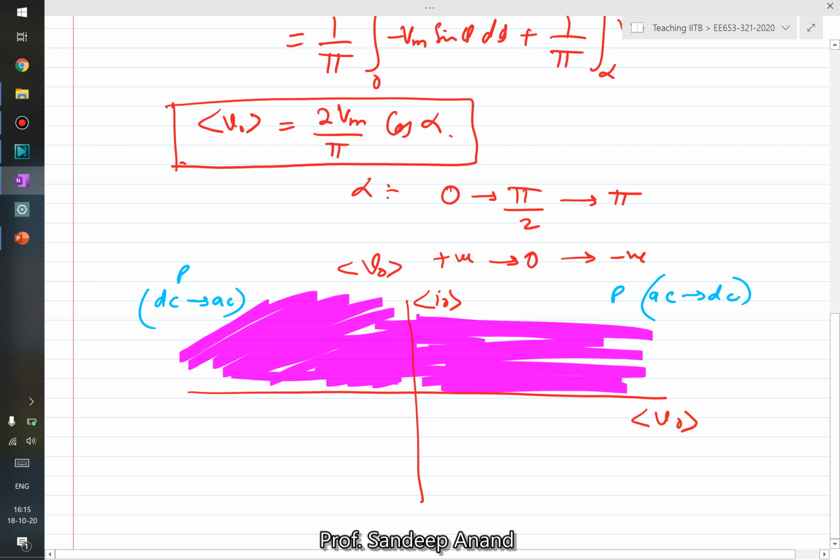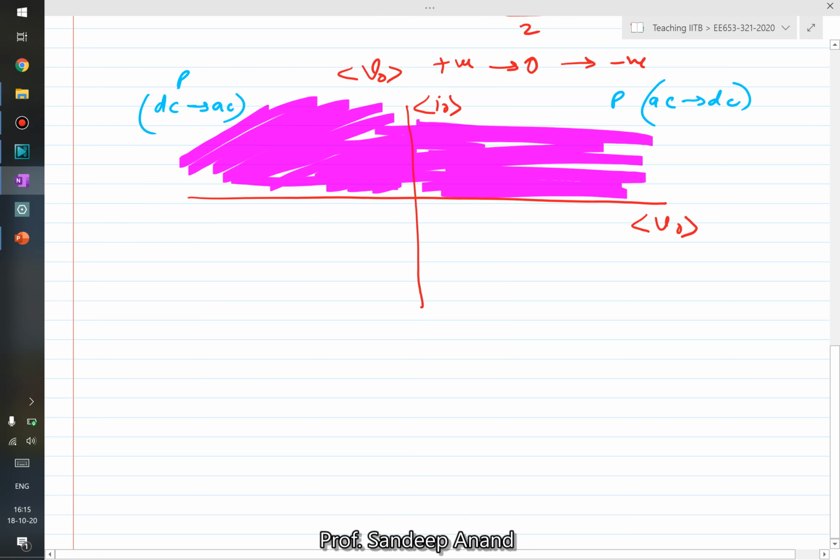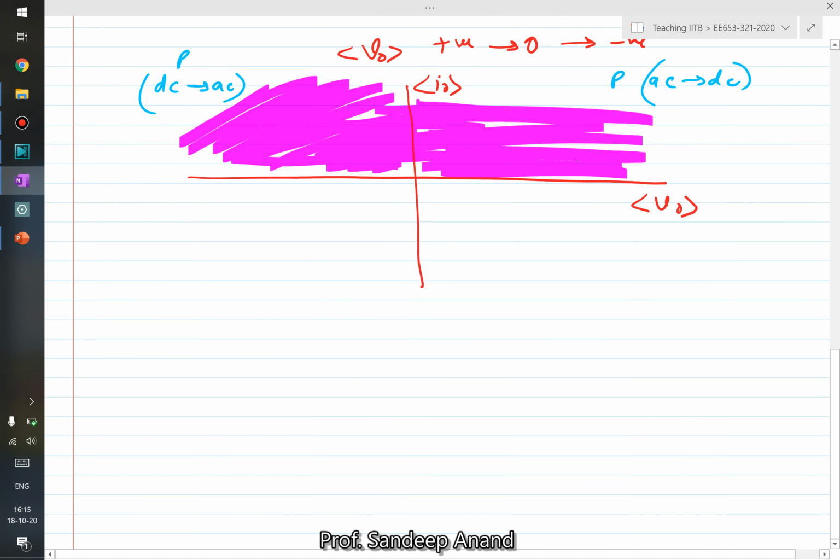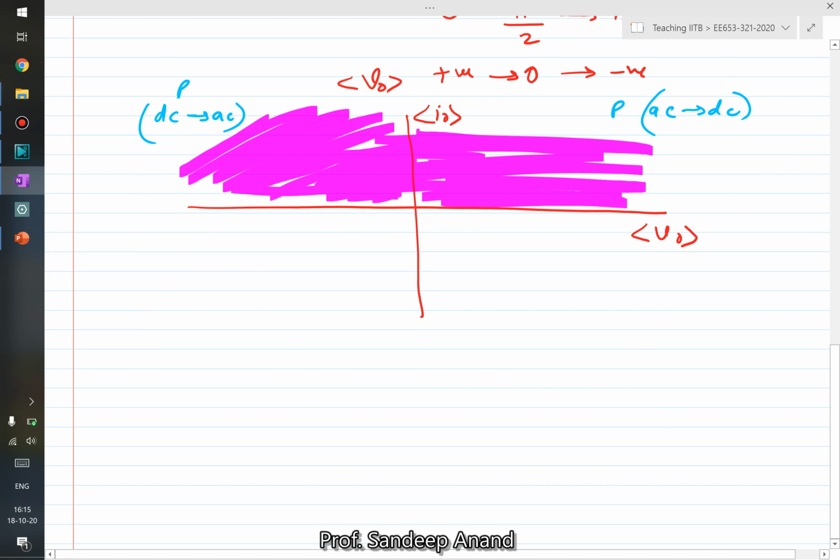Okay, now that said, how do you actually make power flow in the reverse direction? For example, let's say you have a DC source, a battery. Now this is your circuit. Instead of drawing the full circuit, let me draw just this symbol, which represents a full bridge configuration made up of thyristors.